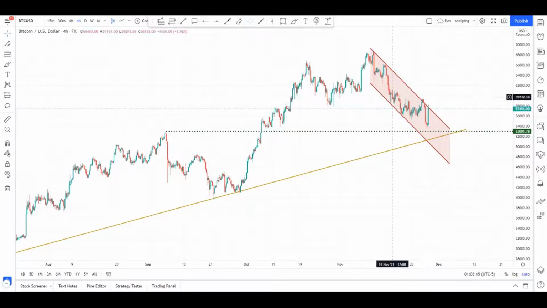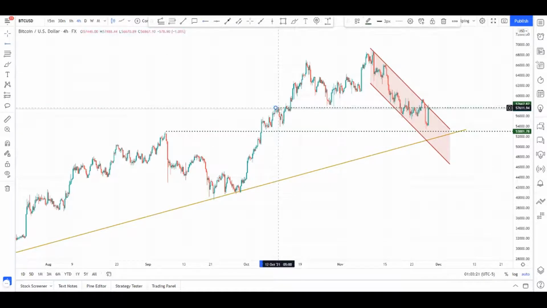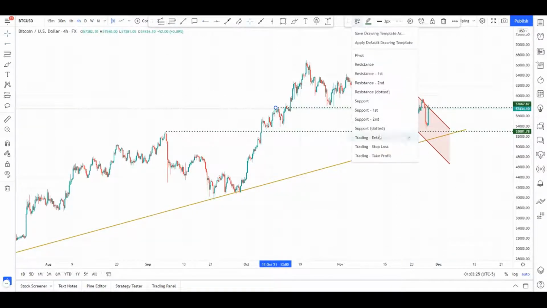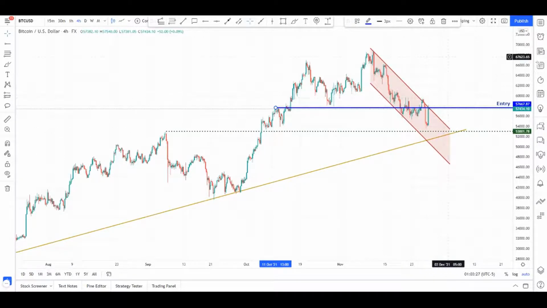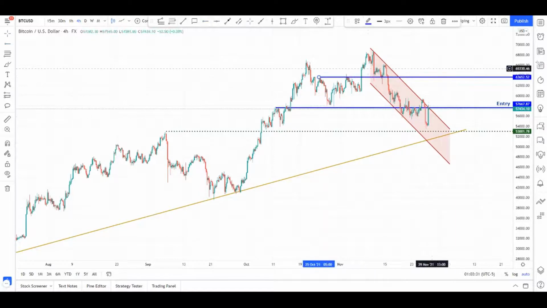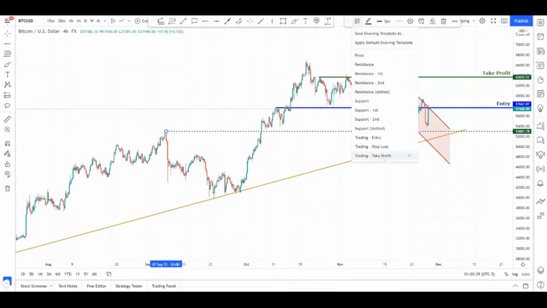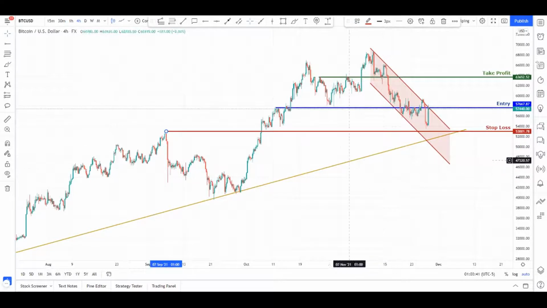At the same time, I'm watching this level very closely. There is a very nice overlap level over here. If price actually breaks out from here, we could be seeing price make a nice recovery up to where? Actually, up to here. This could be the level where price could make a recovery over the next few days. And this would be my stop loss, this big area over here.